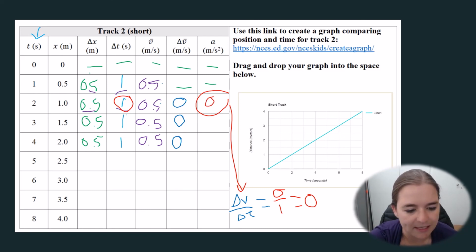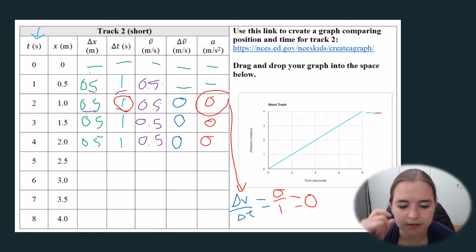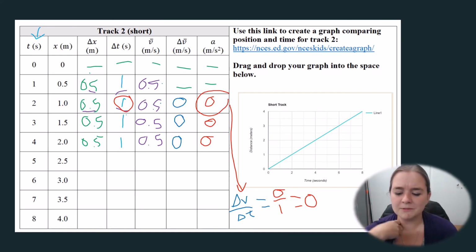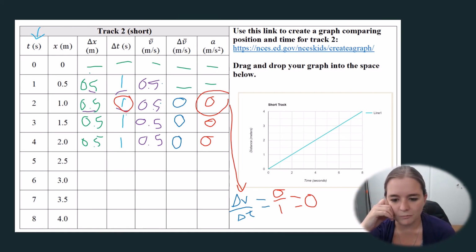Again, I'll do the same thing for my marker number 3. My change in velocity was 0. My time was 1. So I have 0 acceleration. 0 over 1, 0 acceleration. By now you should have noticed a pattern, and you should have been able to feel that or notice that when you watched the students walk this track. They are moving at a constant velocity, and if I'm moving at a constant velocity, I am not accelerating.